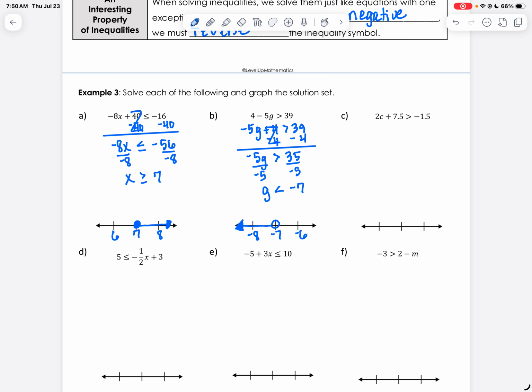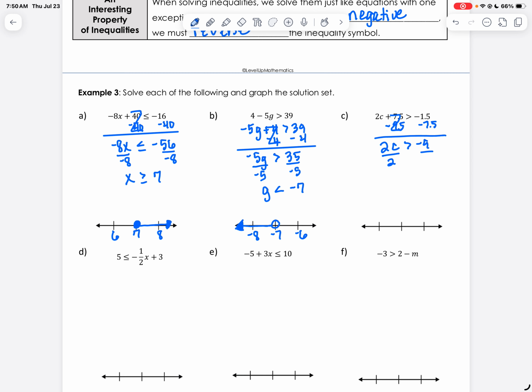All right, problem C. 2c plus 7.5 is greater than negative 1.5. So I'll start by subtracting 7.5 from both sides. So 2c, this would zero out, is greater than. Here the signs are the same, so we'll add them. 1 plus 7 is 8. 0.5 plus 0.5 is 1, so this would be negative 9.